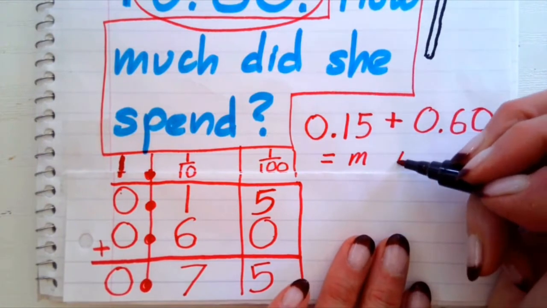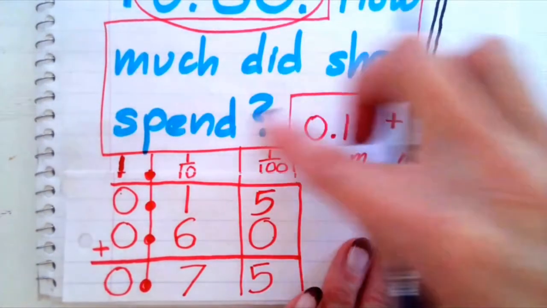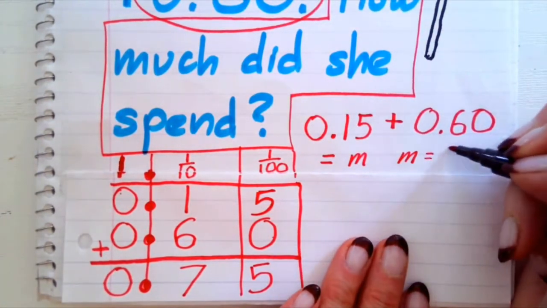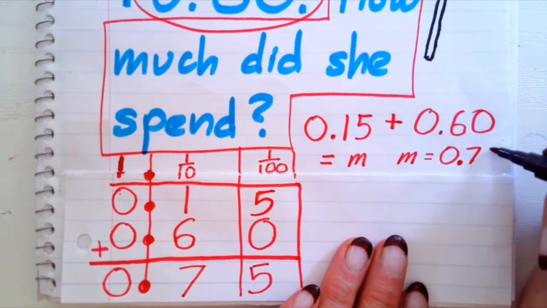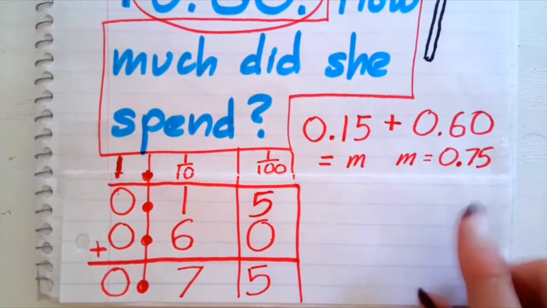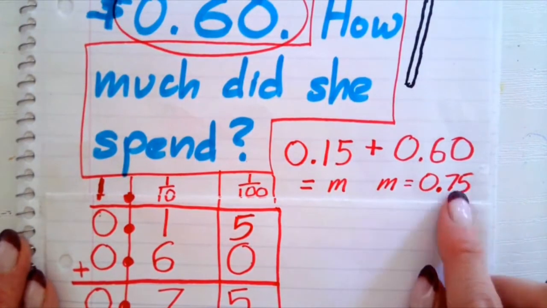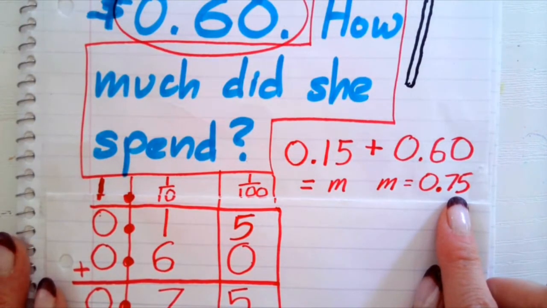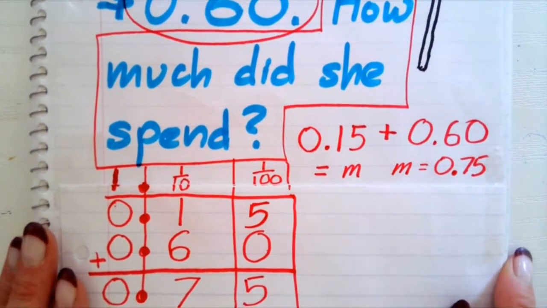So M, or the amount that she spent, equals 0.75. So how much money is that? 75 cents. So Mindy spent 75 cents.